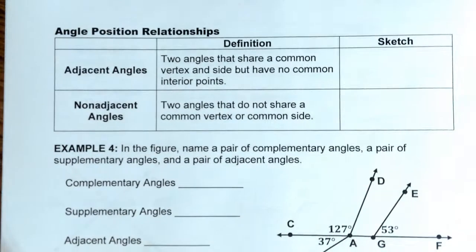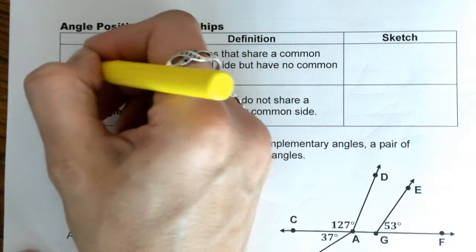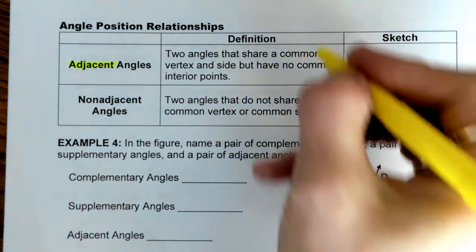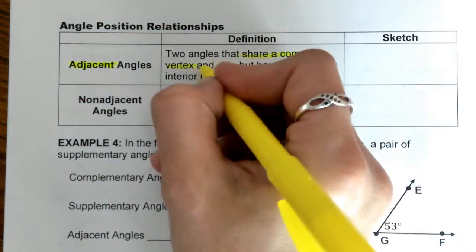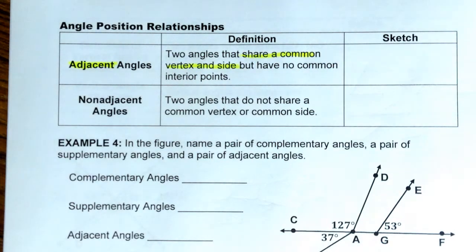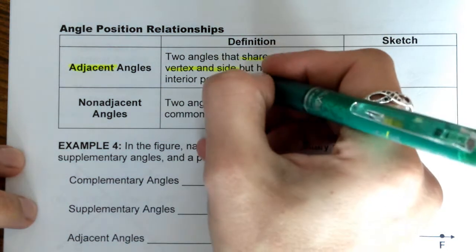we're going to talk about adjacent angles. This word, adjacent, is extremely important. You are going to hear it in geometry over and over and over again. You need to understand what adjacent means. This is two angles that share a common vertex and a side, but they have no common interior points. What this is, these are two angles next to each other, okay? They are touching right next to each other.